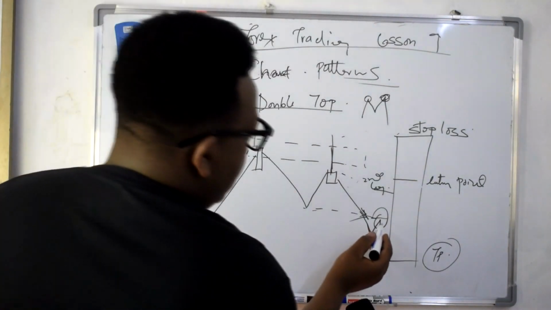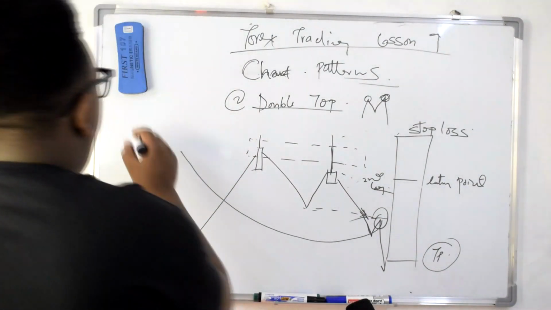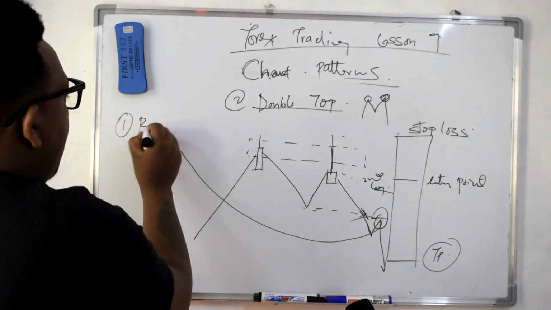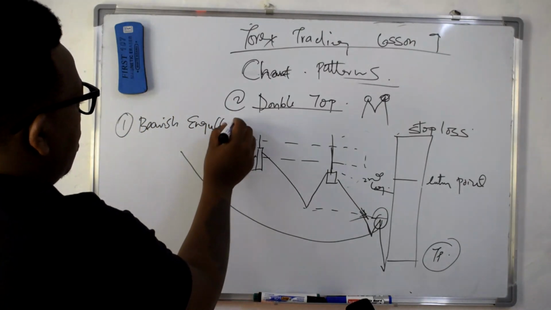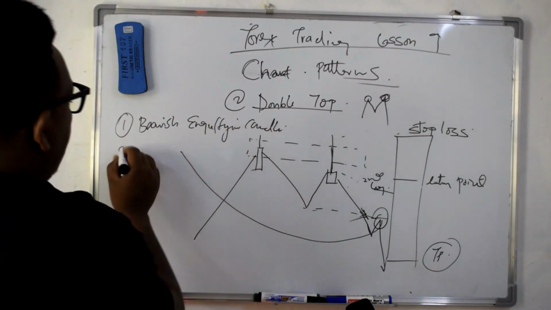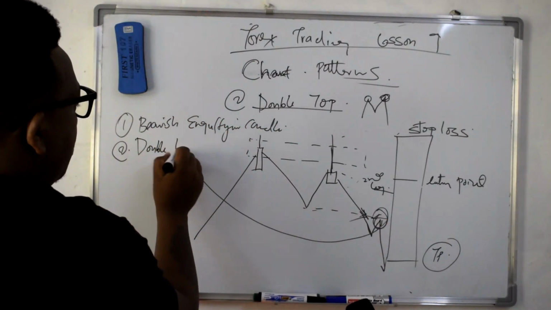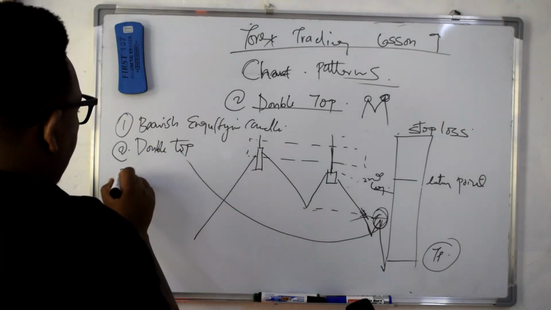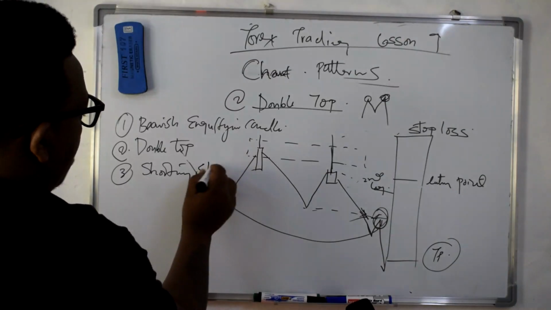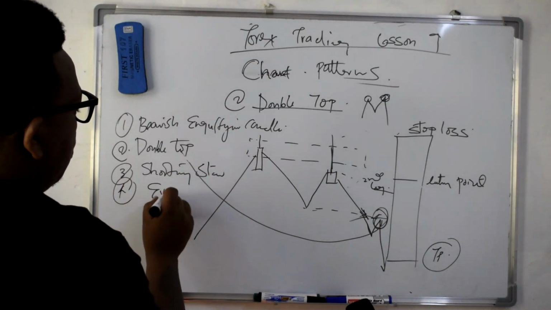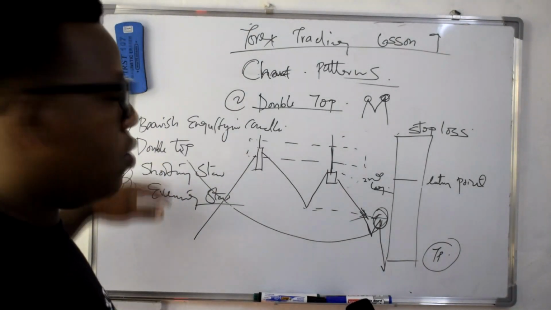And remember, there are factors that we always look for when going for selling opportunities. One of which is a bearish engulfing candle. Number 2, we could also be looking for another double top before we go down. The other thing we could be looking for is a shooting star. And the fourth one is the evening star. So hopefully these are things you're understanding as I list them here.